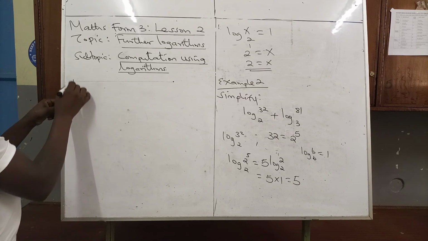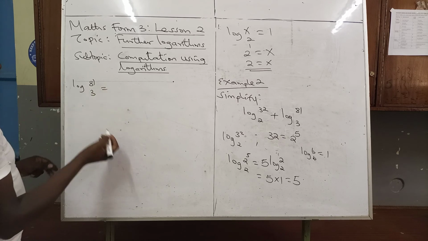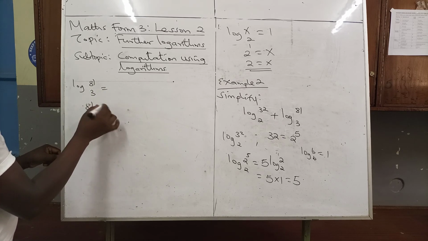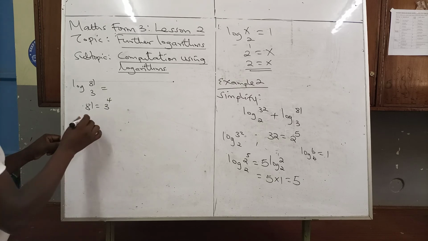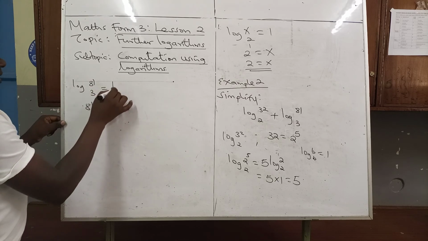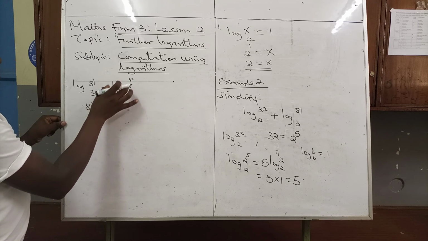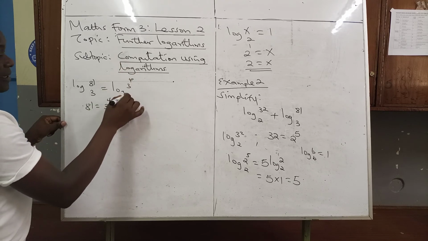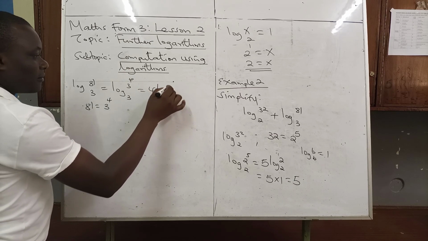So log 81 to base 3 can be simplified as follows. Remember, 81 can be written in base 3 as 3 raised to power 4. So log 81 to base 3 can be written as log 3 raised to power 4 to base 3. Then we bring the 4 in front of the log.